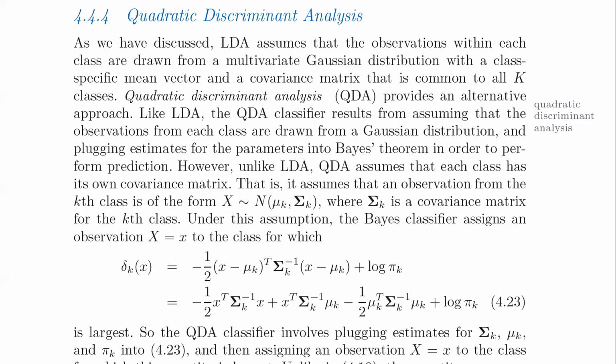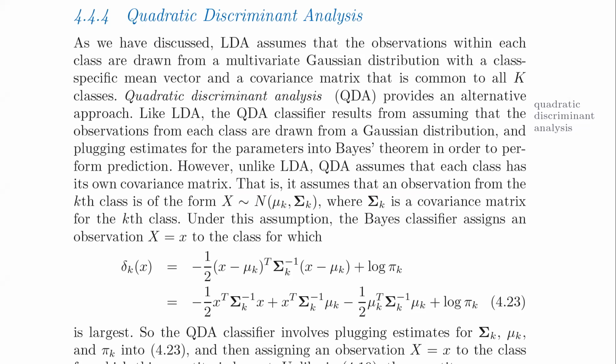Continuing, like LDA, the QDA classifier results from, or classifies, I think that is maybe a minor typo. Like LDA, the QDA classifier results from assuming that the observations from each class are drawn from a Gaussian distribution and plugging estimates for the parameters into Bayes' theorem in order to perform prediction.